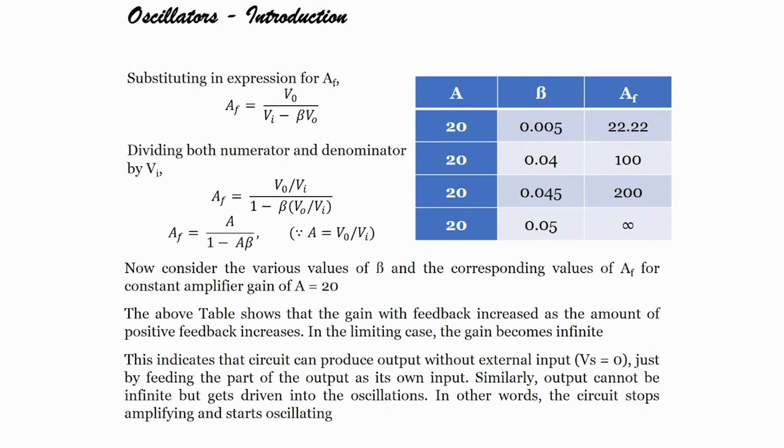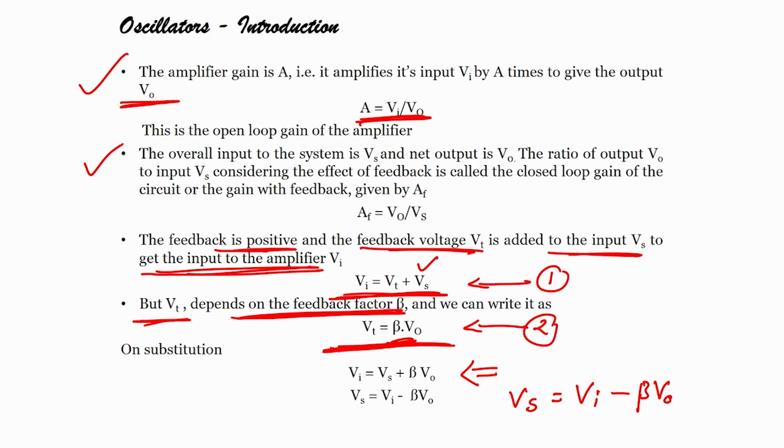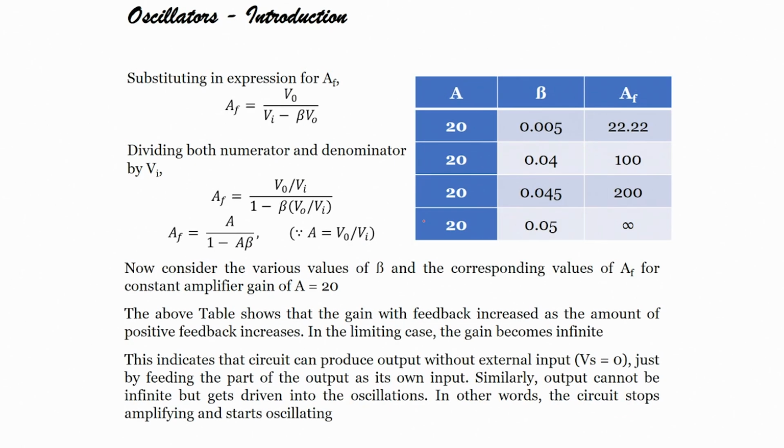So, substituting in the expression of AF. Now, what is AF? AF is Vo by Vs. We know what Vs is. If I substitute the value of Vs in AF, I have AF equals Vo upon Vi minus beta Vo. Now, if I divide both the numerator and denominator by Vi, I have AF equals Vo by Vi divided by 1 minus beta into Vo by Vi, or AF equals A divided by 1 minus A beta, because A is nothing but Vo by Vi.